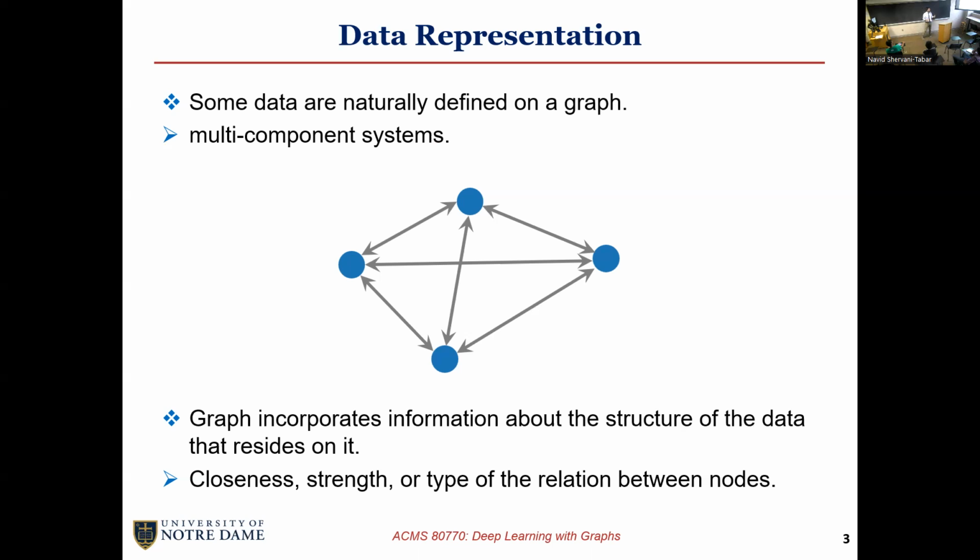Now, we can represent different types of data using these graphs. For example, these nodes are our particles, and these edges show the relationship between two nodes. So they can show proximity. They can show if two nodes are physically close to each other, if they are interacting with each other, or if they have a specific type of relationship with each other. So we can represent whatever is important for our problem.